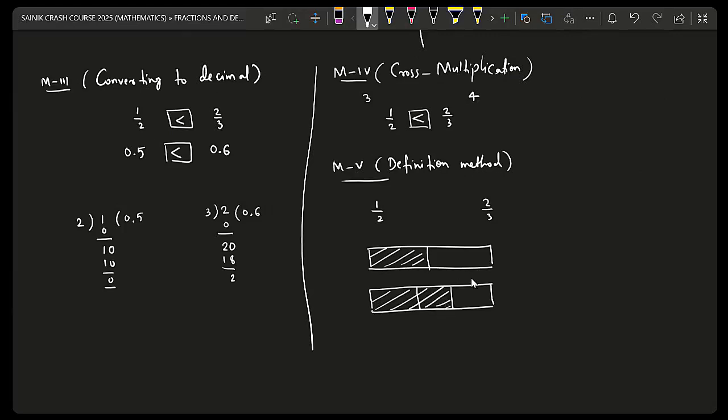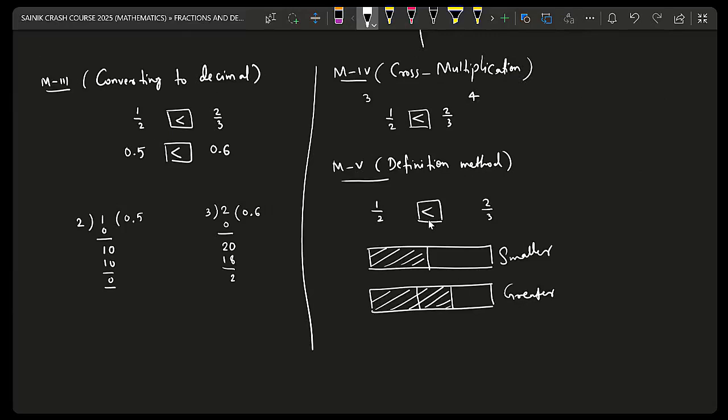Now clearly who is the winner we can see. That is, this is greater. You can see the shaded portion is more and this is smaller. So we can say 1 by 2 is less than 2 by 3. Just by drawing a diagram also you can easily understand. But this method may not be possible always. If the numbers are very simple, we can divide into equal parts and we can shade.